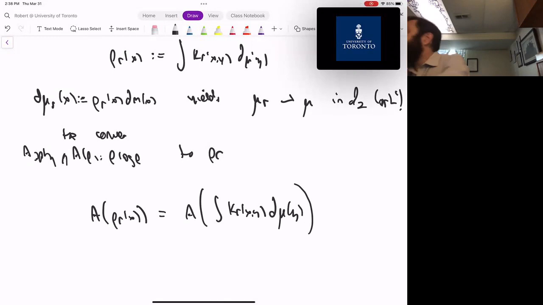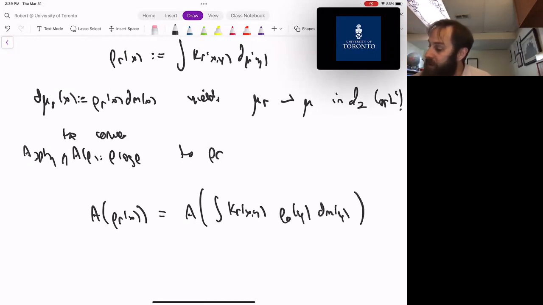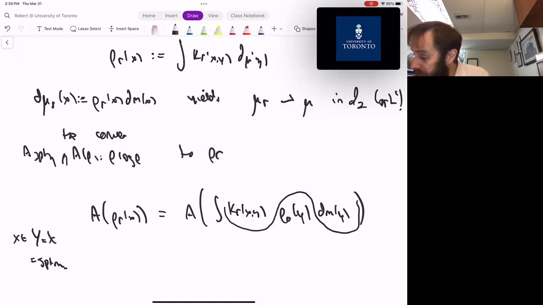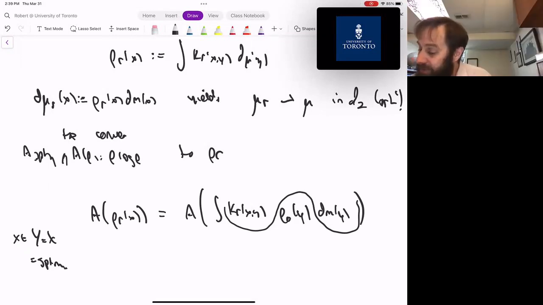Better I should write mu in the form rho_0(y) dm(y). And then recall that for x in y, which in this case y equals x, which equals the support of m, this kernel here is a probability measure. And so Jensen's inequality tells me when I apply a convex function, I get something smaller than if I had applied the convex function first.